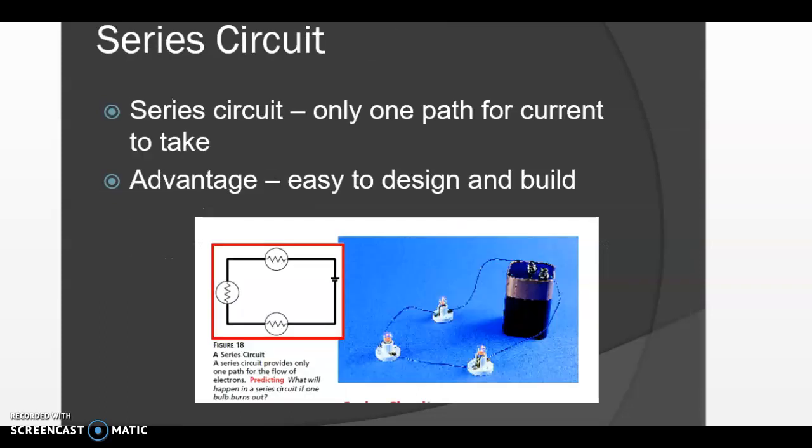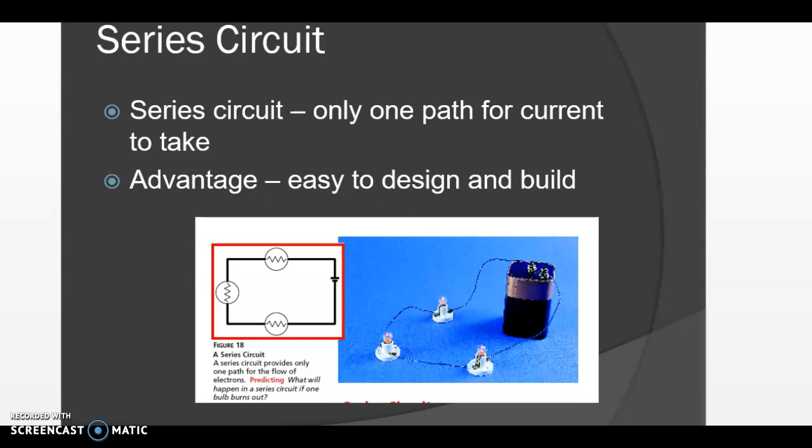Okay, so there's 2 different types of circuits. There's series and parallel circuits. Series circuits are going to be your most simple type of circuits because there's only one path. You basically just have wires connecting to resistors, connecting to a voltage source. The advantage is that it's very easy to design and build. And if you are first starting creating circuits, you would find that this would be the easiest type to build.